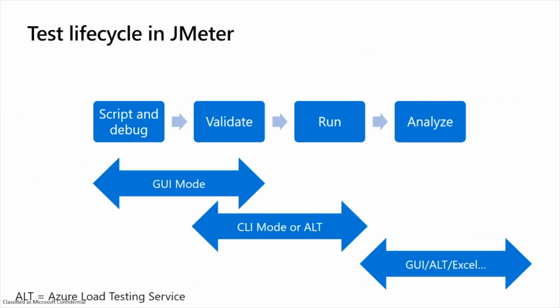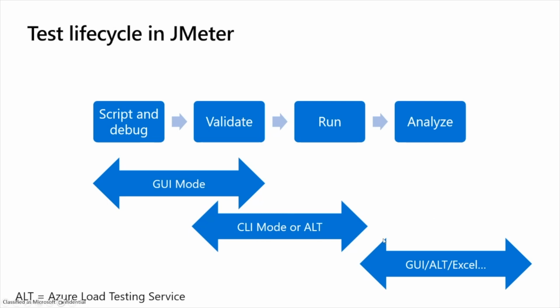Now, the test lifecycle in JMeter. So the test lifecycle for JMeter is that you script tests in JMeter and debug them using the JMeter UI. So you write the test cases, configure the data elements that you need in JMeter, validate it using the JMeter UI, and then run the test. You can run the test using the JMeter UI. You can run the test using CLI, which is a command prompt to execute the JMeter test.